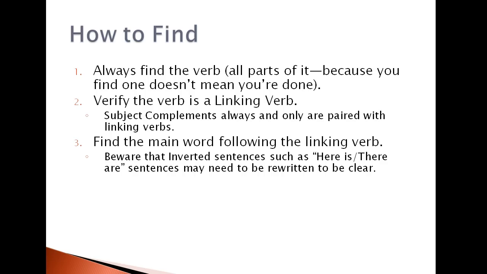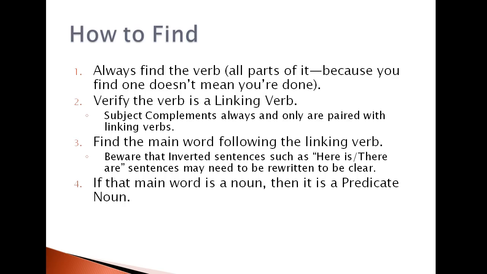Number three, in most cases, you want to find simply the main word that follows the linking verb. You do have to be mindful that there are such things as inverted sentences, or sentences that are turned around, such as here is and there are type sentences. Those kind may need to be rewritten in order to be clear, so you can find the predicate noun or predicate adjective.